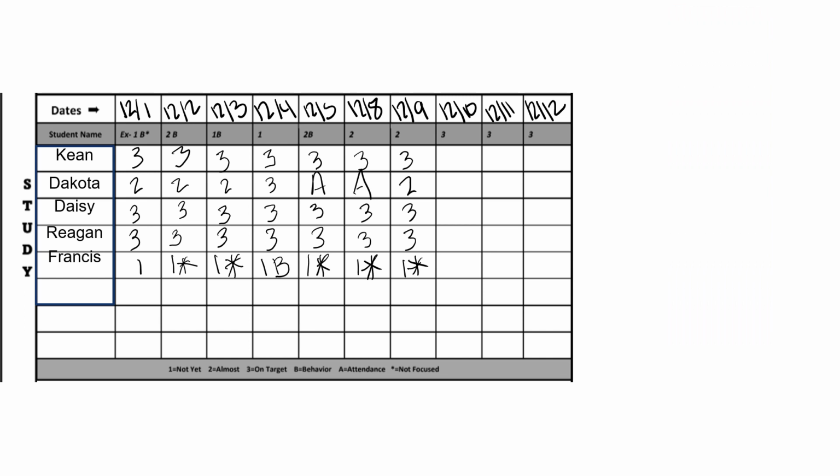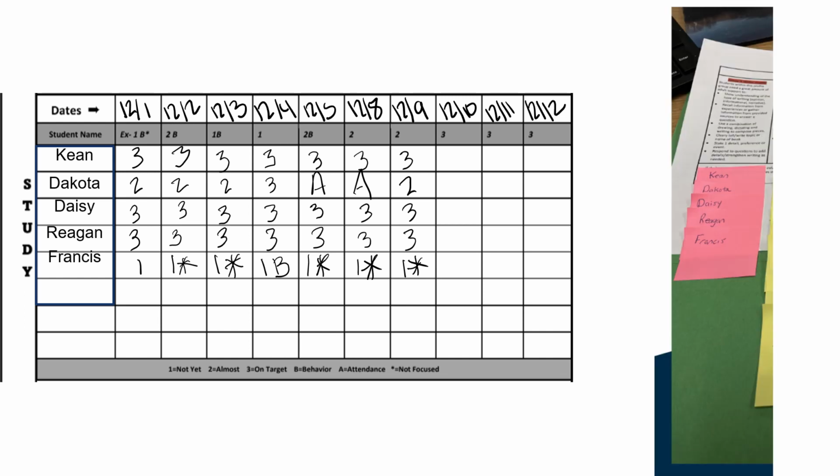Other useful information that's captured in the key area of the study section at the bottom is the B for behavior, A for attendance, or asterisk star for not focused. You can see how you can collect this information as well, and this is really useful in guiding future decisions. You can see after Dakota's name on 12.5 and 12.8, she was absent, so I recorded that with an A. You can see after Francis's name that there's oftentimes an asterisk noting that Francis was unfocused, or a B noting that Francis needed behavior support for that part of the lesson.